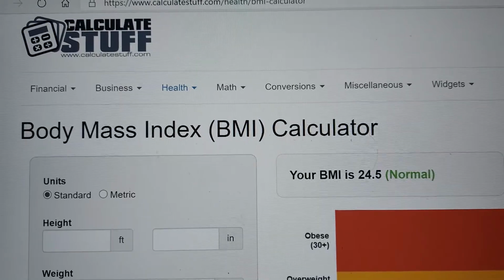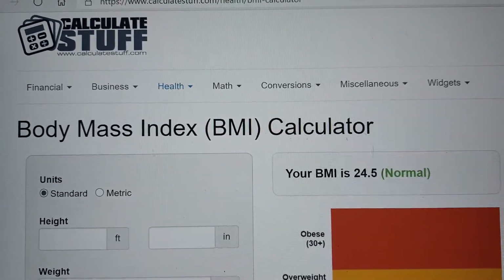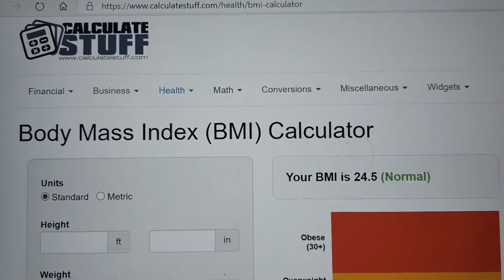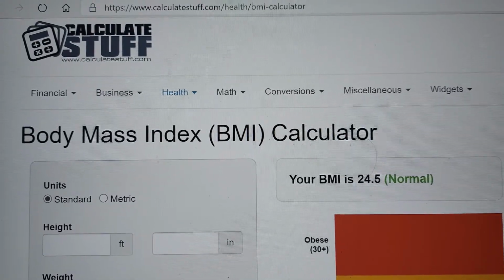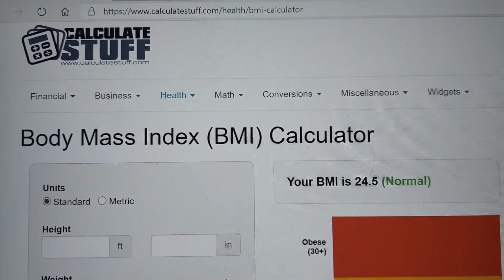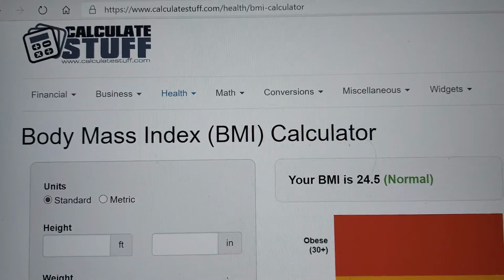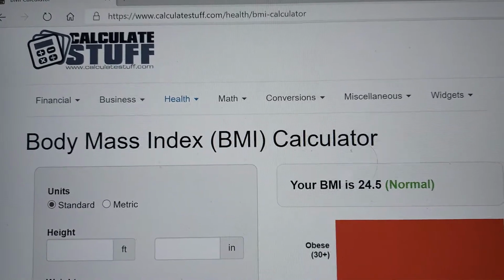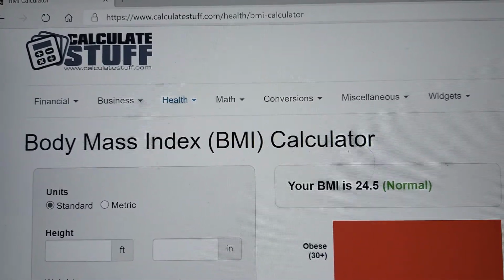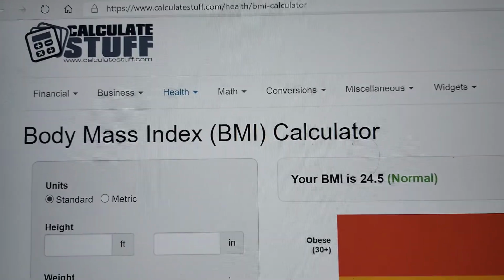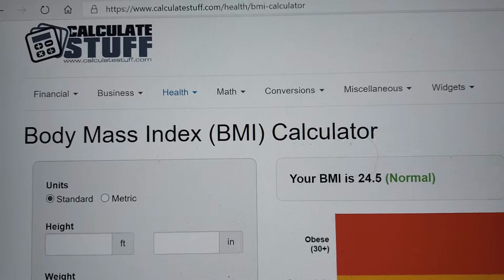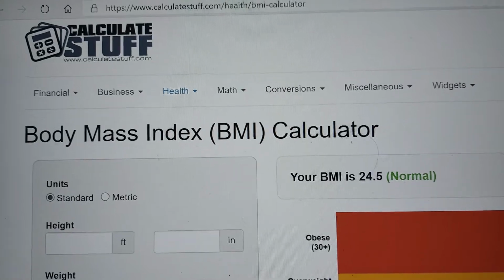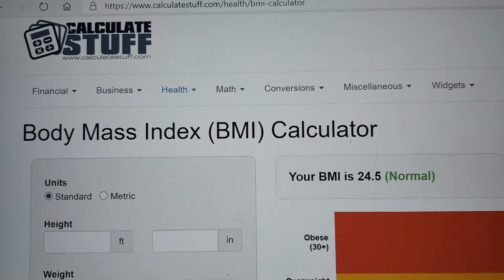So, the video that I have today is about health, which is one of the most important things we should look after. For example, myself, I am already 55, so I need to check if I have a normal weight related to my age, right? I'm not getting any younger, you know.